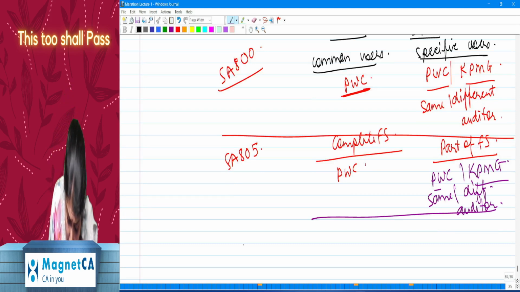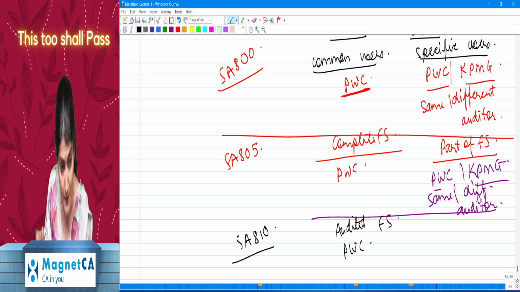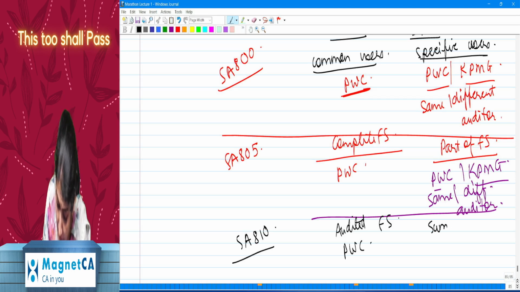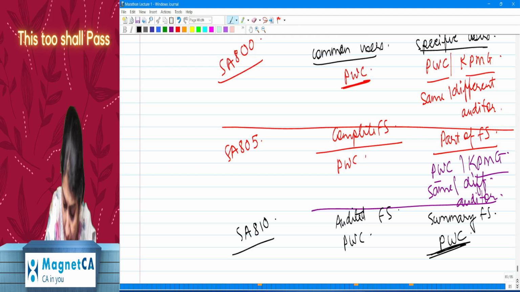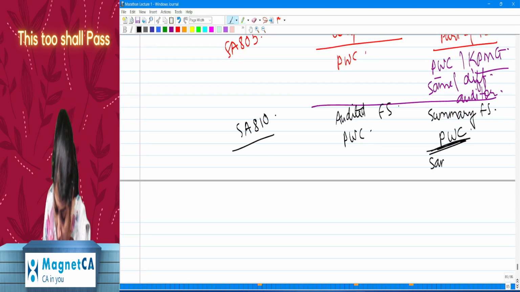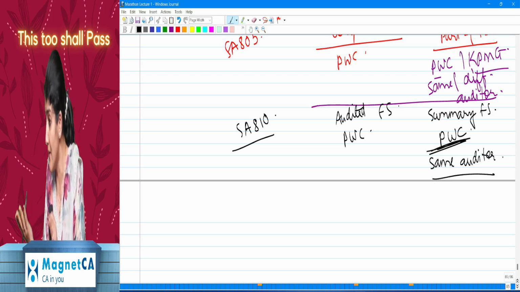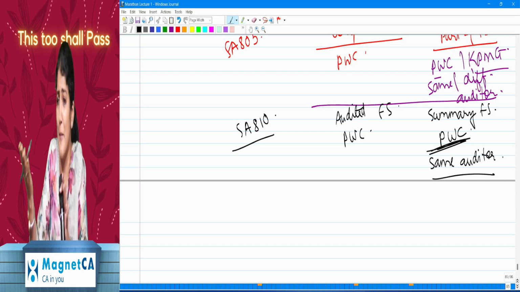Now, in SA 810, there is one CA who is doing the audit of the entire financial statements, say PwC. And now the report is to be given on the summary financial statements, and only PwC can give a report on the summary financial statements. That means for the purpose of SA 810, it has to be the same auditor. For the purpose of 800 and 805, it may be the same auditor, it may be a different auditor.